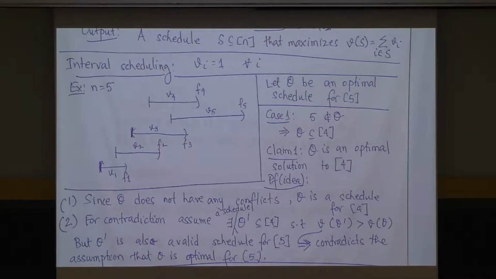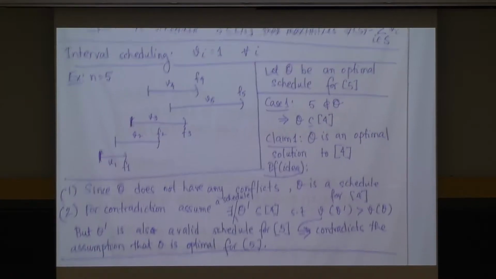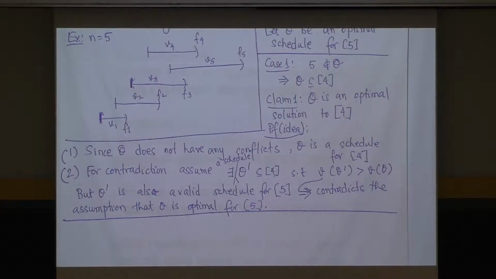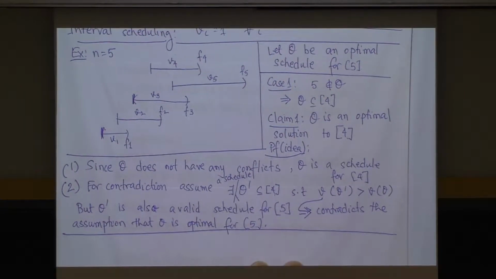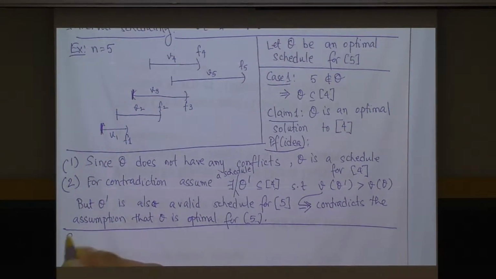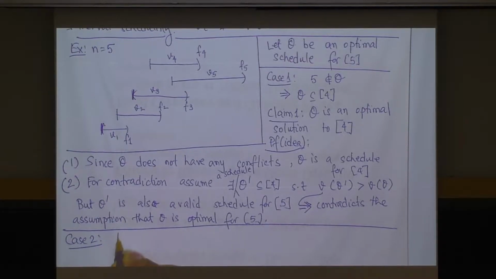All right, let's move on. So we have considered the case where the last interval was not in the optimal schedule, and then we concluded that the original schedule is actually optimal for just the first 4 instances. And now we're going to look at the other case where things get more interesting. So case 2 is where 5 is in the optimal solution.